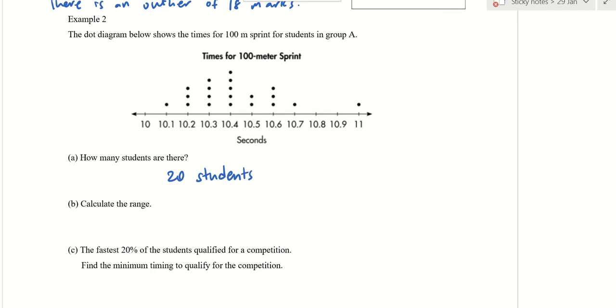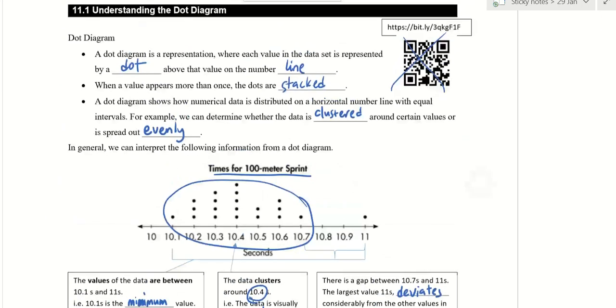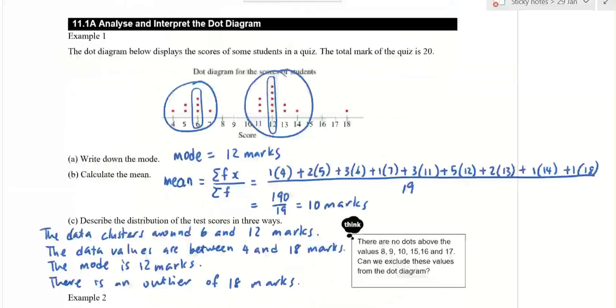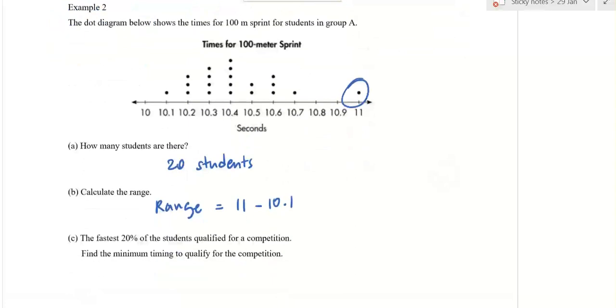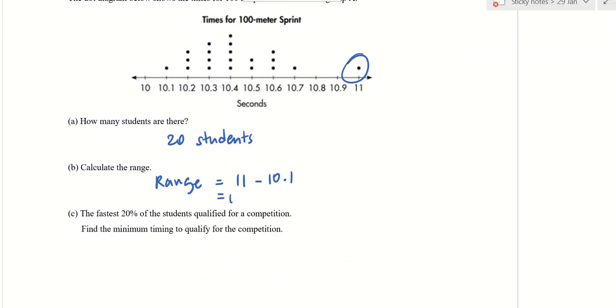Calculate the range. So range, take the maximum minus the minimum. 11 in this case. Wow, another outlier. Minus 10.1. Actually, this looks like the example earlier. Okay. So we get our 0.9 seconds.